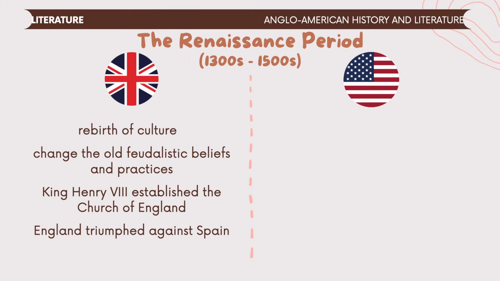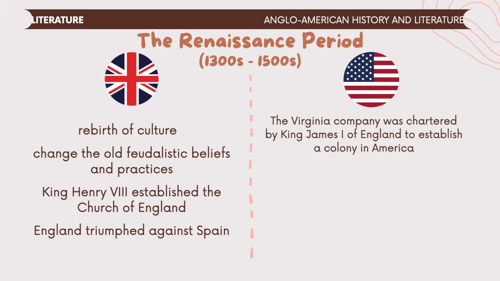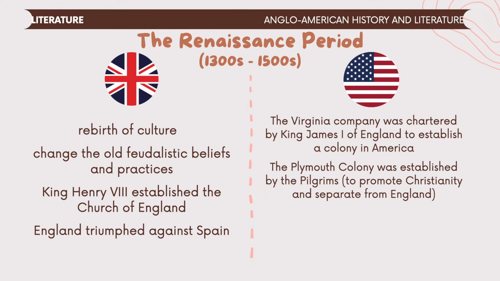On the other hand, in the United States of America, in 1606, the Virginia Company was chartered by King James I of England to establish a colony in America. It was distinguished from the Plymouth Company, which was chartered at the same time and composed largely of men from Plymouth. This was established by the Pilgrims with the aim of promoting Christianity and separating from England.